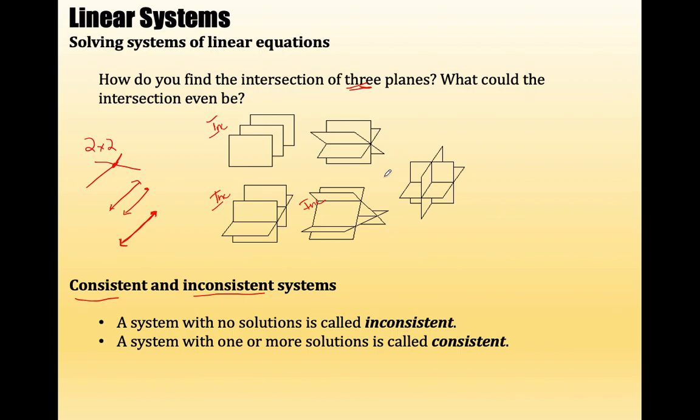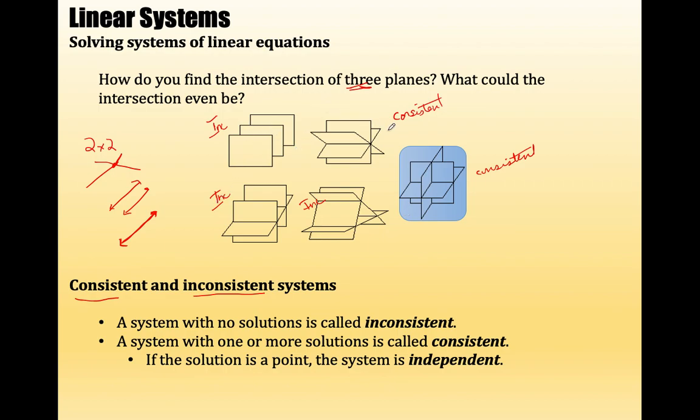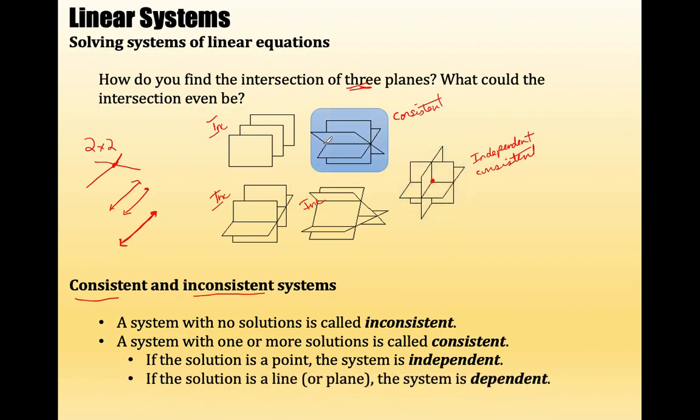A system with 1 or more solutions is called consistent. So these are mutually exclusive. If you're not inconsistent, you are consistent. Right? Both of these are consistent. But I can break down consistent systems into 2 subcategories. If the solution is a point of these 3 planes, there is one unique independent solution. So we call this consistent independent. If there is more than one solution, we call this consistent dependent, because it depends upon having more than one solution. Okay?